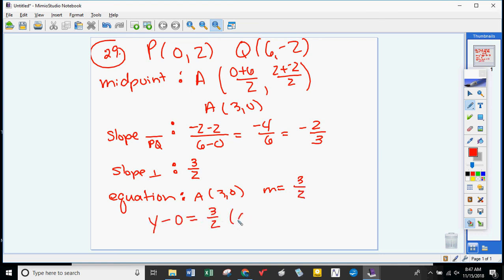Now again, on your test, you could stop here, you'd be done. But because you're doing it online, you're going to have to simplify this. 3/2 times x is 3/2 x, and 3/2 times negative 3 is negative 9/2.